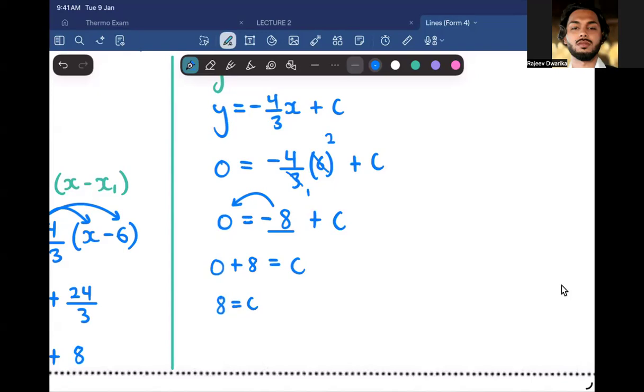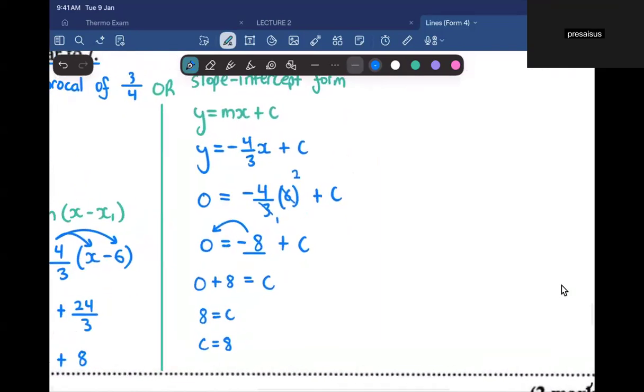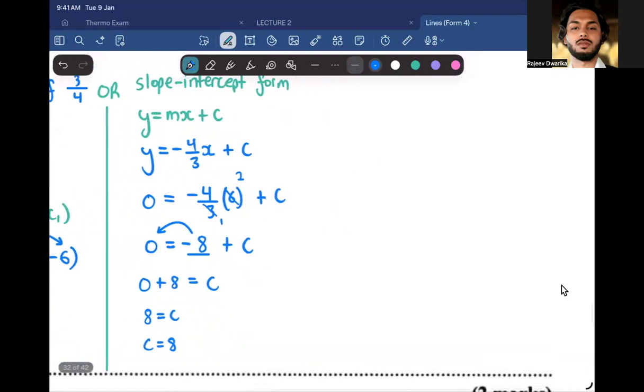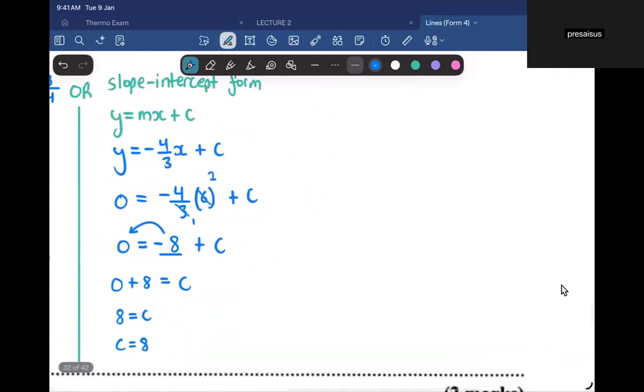From here, you could just flip it around, right? C would be equal to 8. Yeah, that's it. You understand that? Yes, sir. Right, you will help me with more questions. I need you to understand the algebra because some of the algebra will give you trouble.